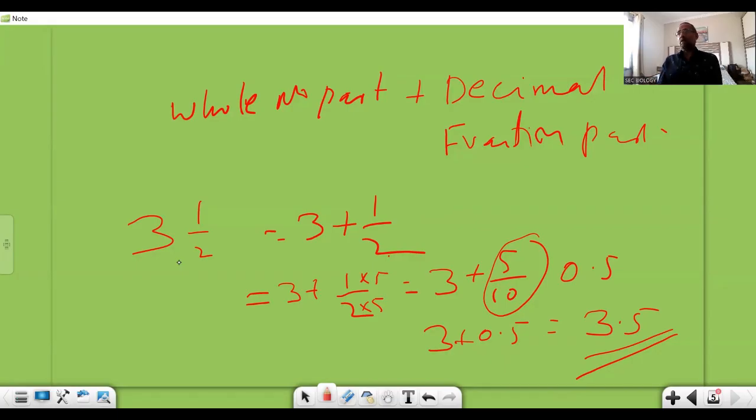Mixed fraction we studied very clearly. Mixed fraction means whole number part plus proper fraction. Decimal means whole number part plus decimal part. Decimal part means fraction, but the denominator we have to make 10, 100, like this. Everything we can do very fast.